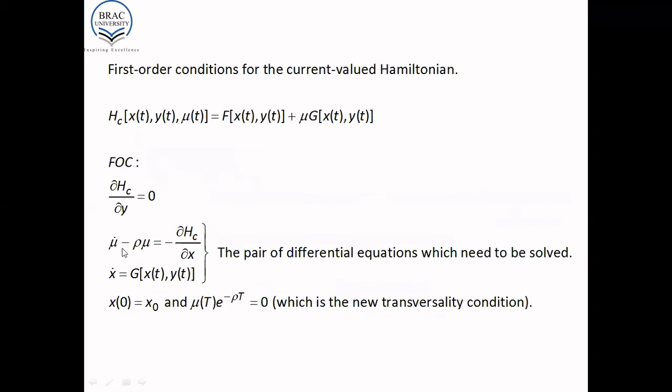So that remains, but we have a new differential equation for the new co-state variable, and that is mu dot minus rho mu is equal to minus del Hc by del x. And these two equations need to be solved, possibly simultaneously. Our boundary conditions are x(0) is equal to x naught, and mu(T) e to the power negative rho T is equal to 0. So this is the new transversality condition.